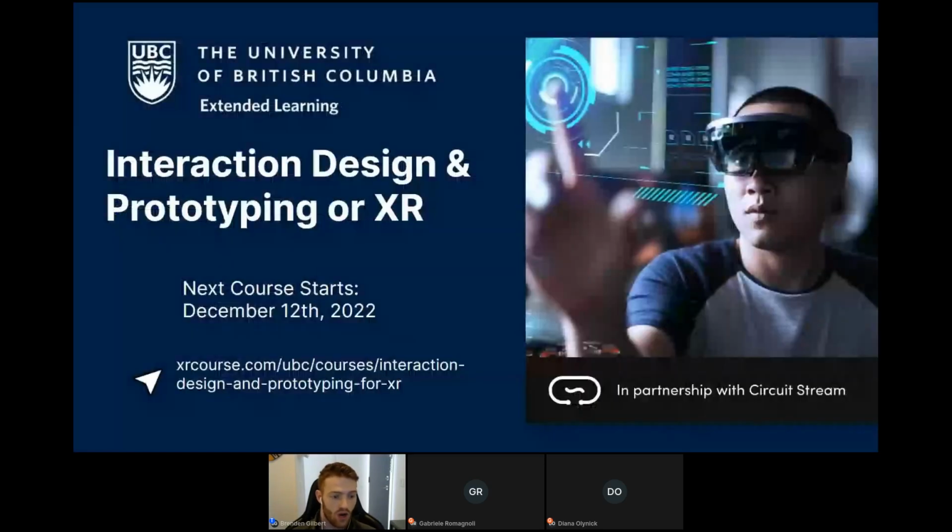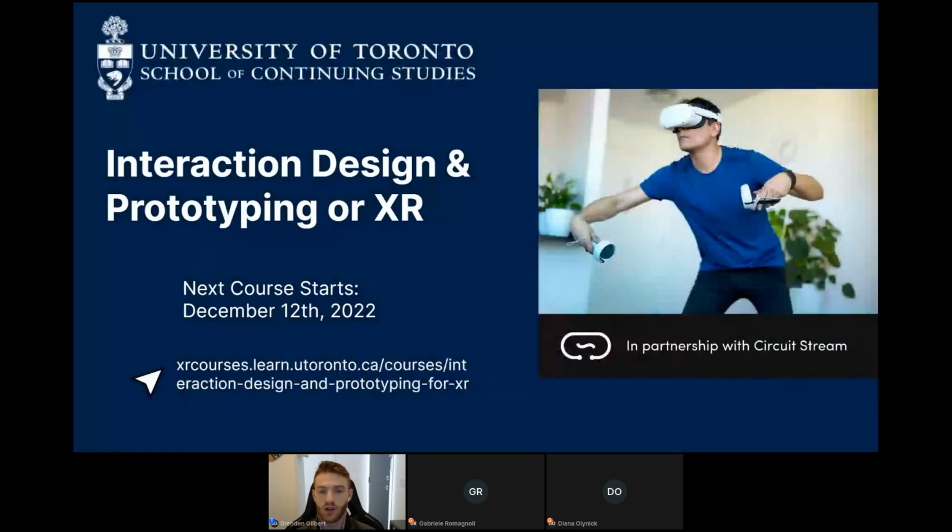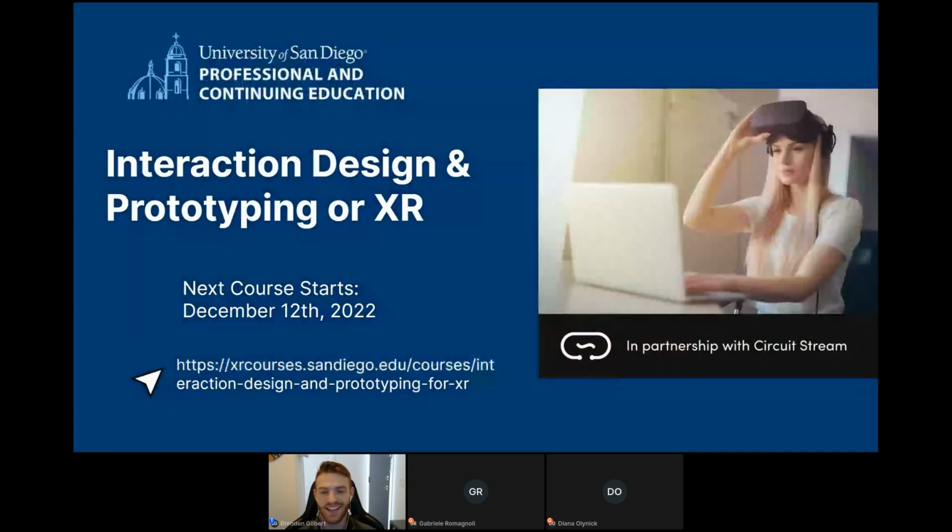Although our university partner cohorts have the same launch dates, I just wanted to take you through each of their splash pages. They have their URL here, so if you want to learn more or check out the courses through our partners, go ahead and take a look at the URLs at the bottom here. This one is for the University of British Columbia Extended Learning. We've also partnered with the University of Toronto School of Continuing Studies, and the University of San Diego Professional and Continuing Education.